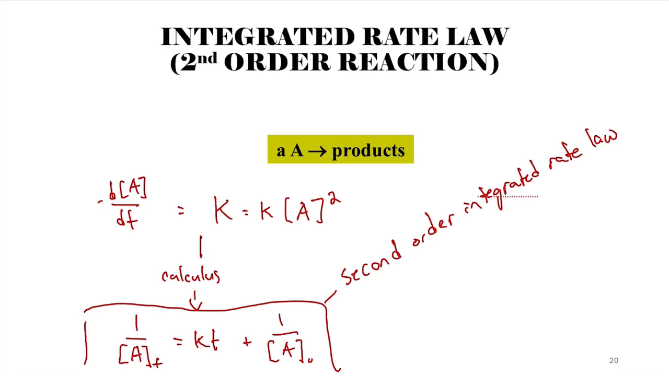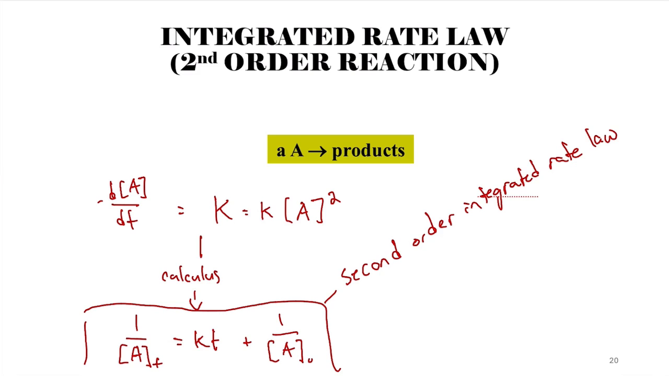The other thing you can look at is this second order integrated rate law, and you know that for two things to be added together, what has to be the same for both of them? The units. The units have to be the same. And we know that this is multiplied by time. So what is the unit of this whole thing right here?